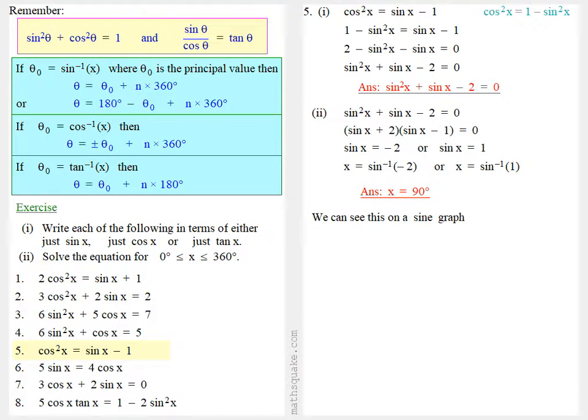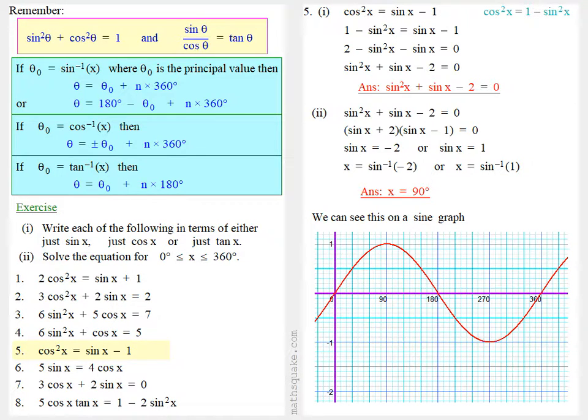Now we can see that on a graph. If we draw the sine graph, and we draw a line across where y is 1, it only touches the curve at 1 point, and that's when the angle is 90 degrees. If we draw a line across at minus 2, we see that it never crosses the curve, so there is only the single solution, x equals 90 degrees.